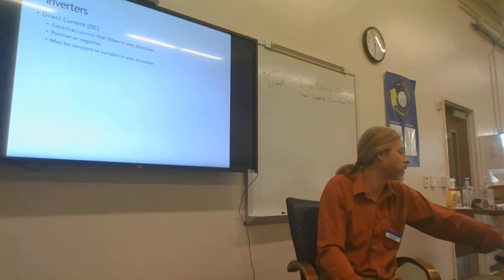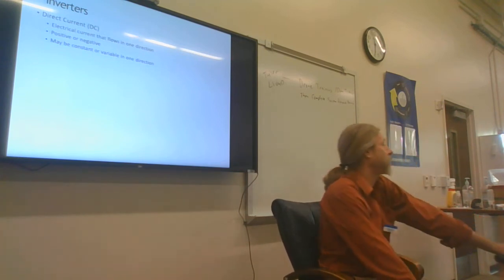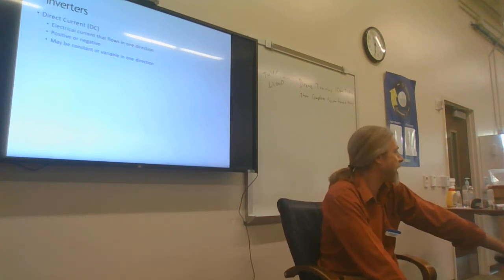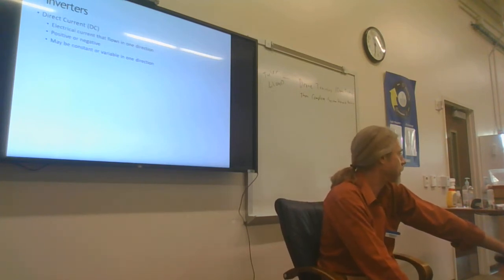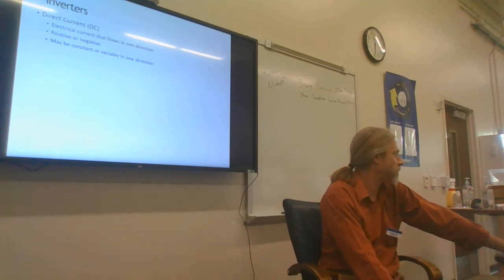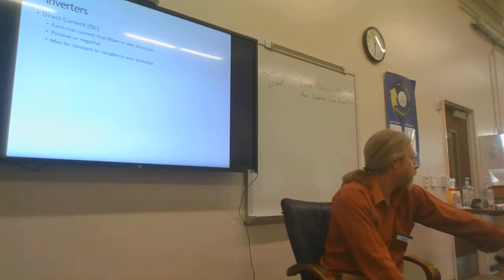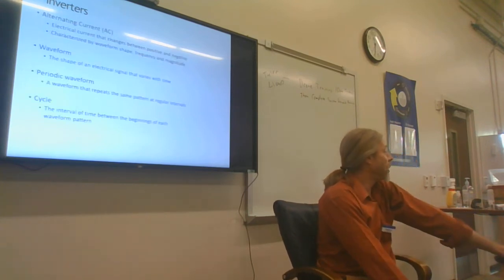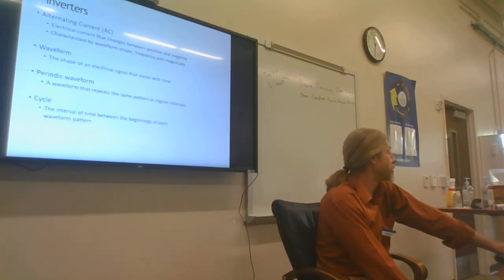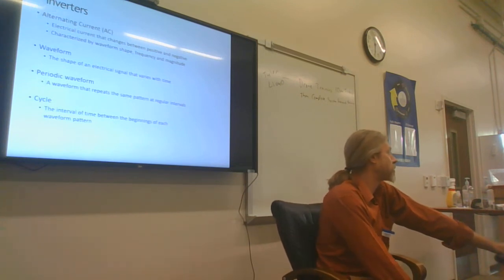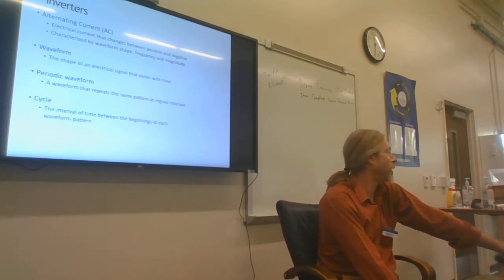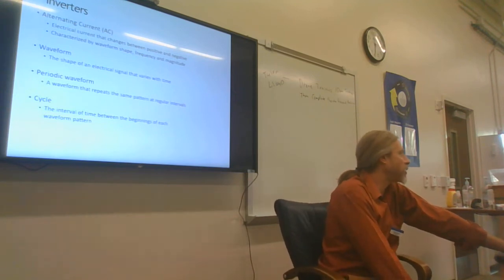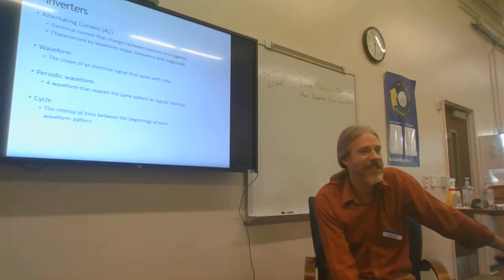So, what is the purpose of an inverter? The purpose of an inverter is to convert DC or direct current into AC or alternating current. Direct current obviously flows in one direction, from the negative to the positive. Alternating current is current that changes directions from a positive to a negative. It has a waveform, a frequency, and a magnitude.